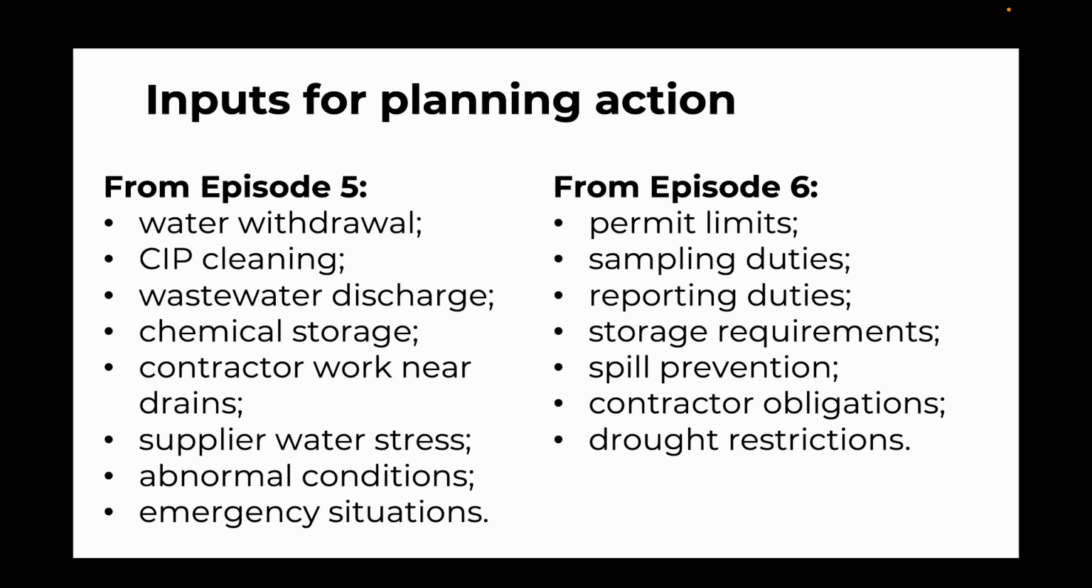For example, wastewater discharge may require monitoring and pre-treatment control. Cleaning in place may require approved cleaning recipes and dosing control. Chemical storage may require containment, inspection, spill kits, and training. Contractor work near drains may require environmental work permits and supervision. And drought restrictions may require water use priorities and production planning rules.